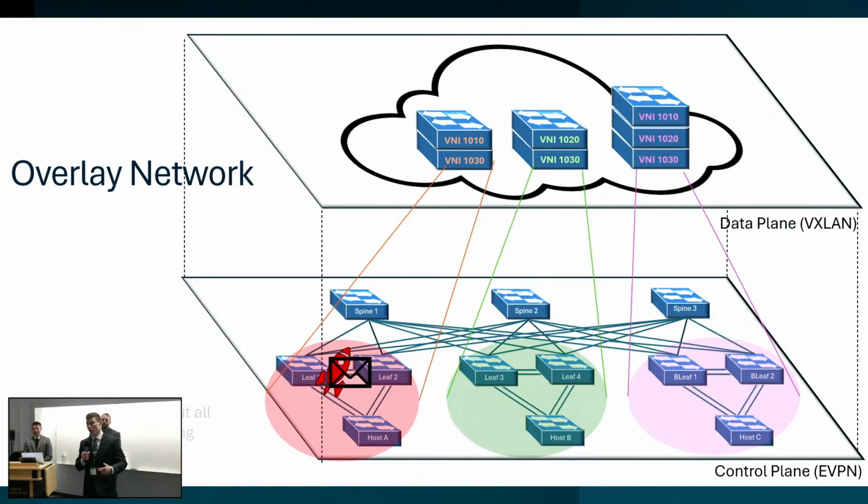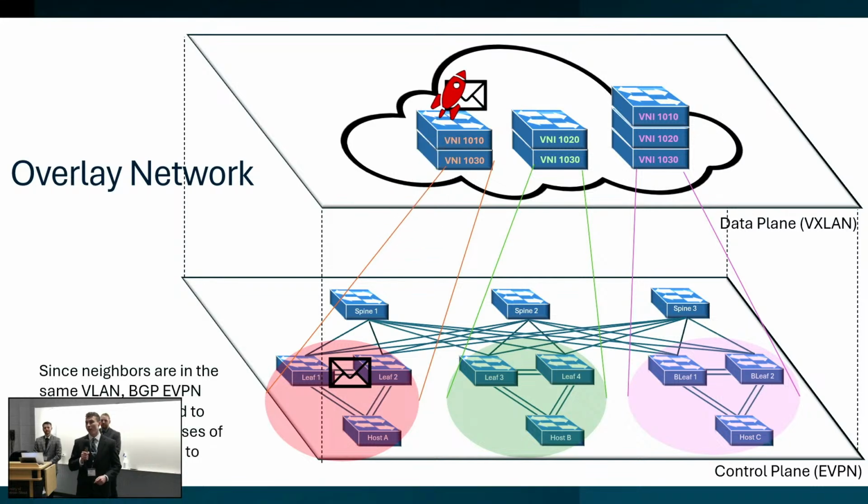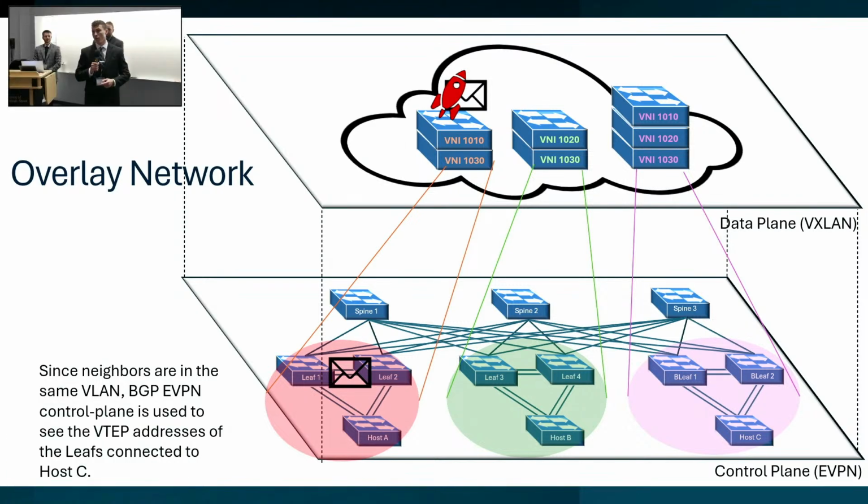That receiving switch, if it does not know any information about host C, would simply broadcast that BUM traffic out of all of its interfaces, including its VXLAN interface. Now, since VLAN 100 is locally mapped to VNI 1010, it's able to use its VXLAN table, which is advertised by EVPN, to find the VTEP addresses of the 2 devices that are connected to host C, this being either border leaf 1 or border leaf 2.